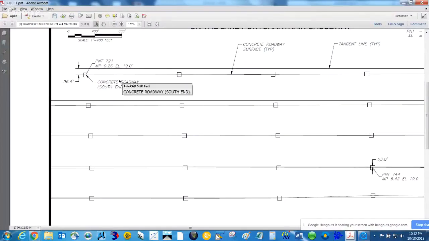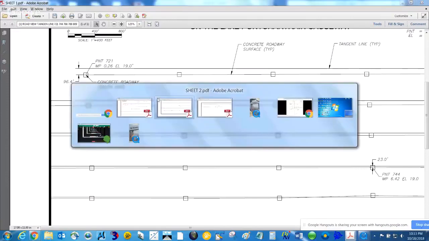This is at the beginning at milepost 0.26. It's my point 721. It's elevation 19, but the concrete roadway is 96.4 feet below the tangent. Nice. That tangent is striking out. I should say this line is tangent at that mid shot at point 766. All right. So we got 96.4 feet on the south end. This is the south end of the roadway. And let's go up to the north end.